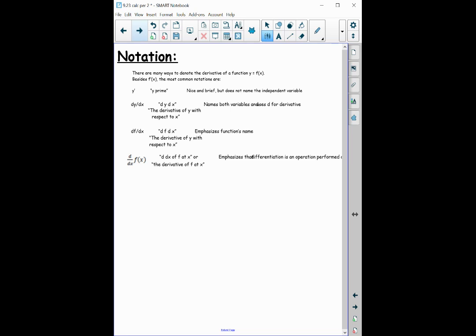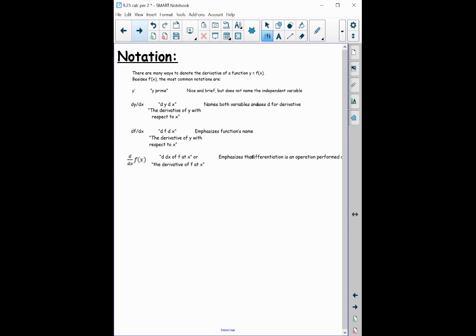Now, as we get talking about the derivative, I want to go through all the different ways that we can say derivative in math. The prime notation, f prime of x, is probably the most common one because we use f of x a lot. So if we use f of x, then we'll say f prime of x. If it was g of x, it'd be g prime of x and so forth. So the prime notation is a very popular one.